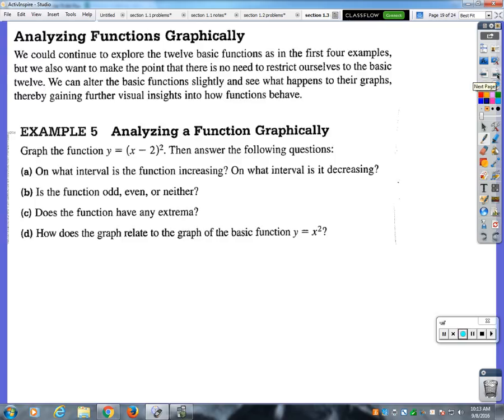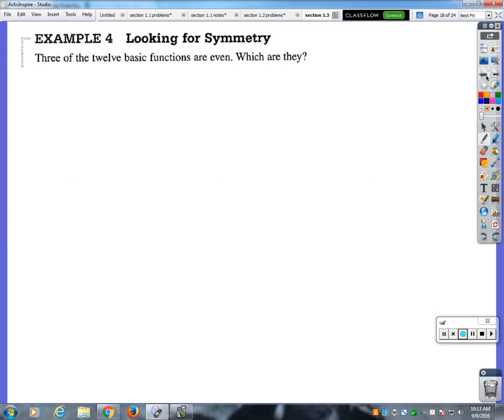Okay, it says we can continue to explore the 12 basic functions, but what we're going to do starting maybe tomorrow is we're going to move them around a little bit, okay? But we'll talk about that later. So for right now, how about more fun questions for you to do on your own?